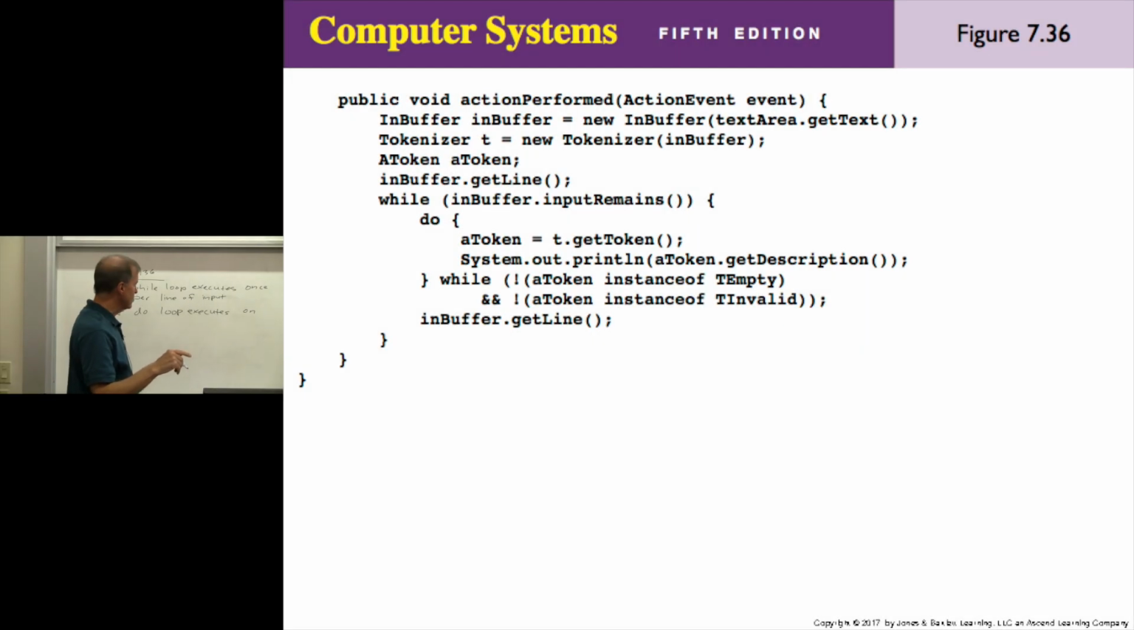It's token. So because it says what? What's the very first thing it does? A token gets what? t.get_token, and then print, blah, blah, while token instance of t, blah, blah.